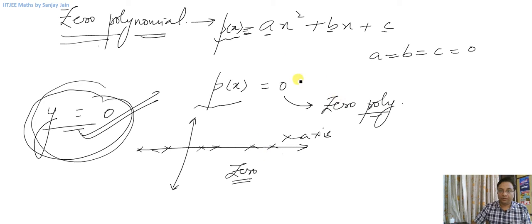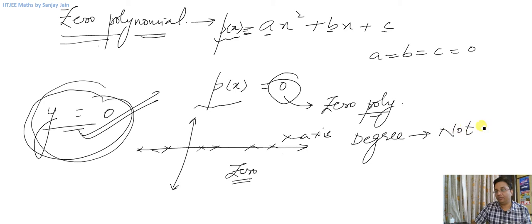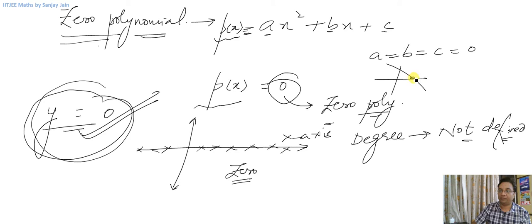So what will be the degree of zero polynomial? Degree of zero polynomial is not defined, right? Because it cuts the x-axis, or it is the x-axis itself, right? It meets the x-axis at infinite points, so it is not defined. Linear polynomial cuts the x-axis at one point, so its degree is 1. A quadratic polynomial cuts the x-axis at maximum 2 points, its degree is 2. Okay, zero polynomial degree is not defined.